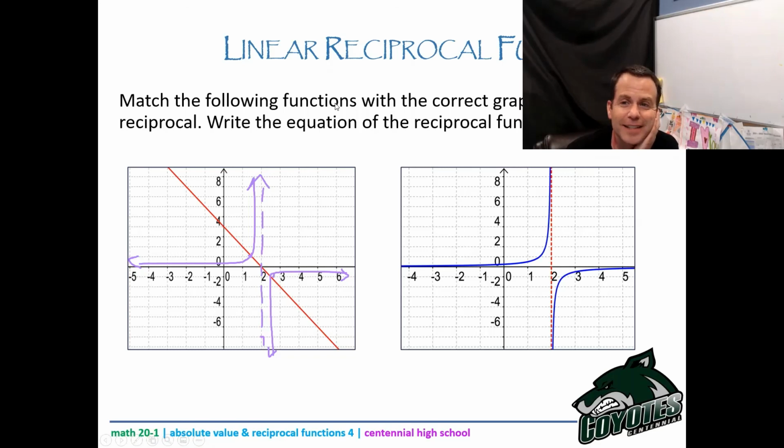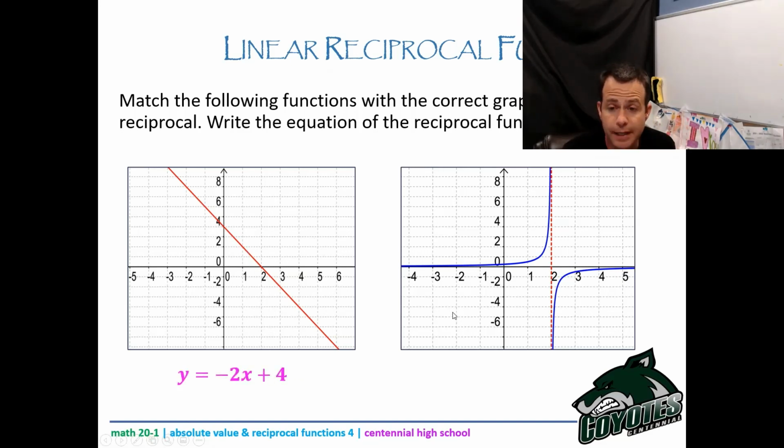Now, this is the graph. I've got a y-intercept at 4, and I have a slope of down 2 to the right 1, so -2. So -2x plus 4. So this guy would be 1 over -2x plus 4, y equals 1 over -2x plus 4. Isn't that a fun game?